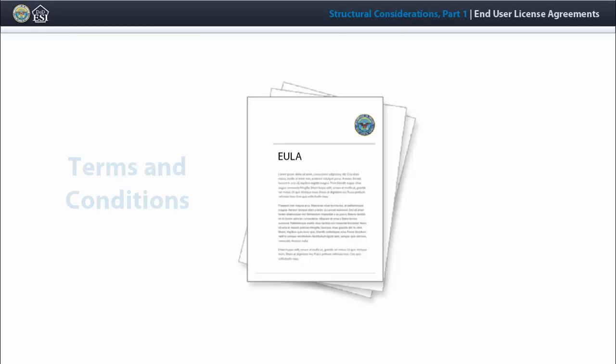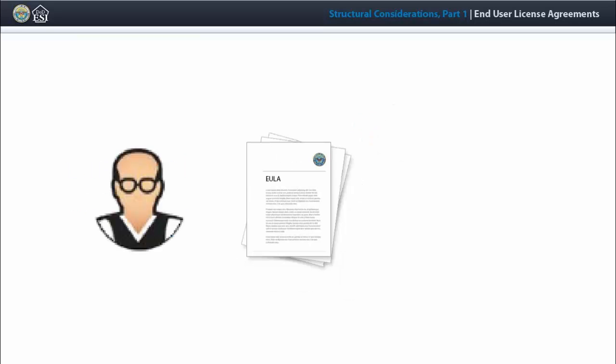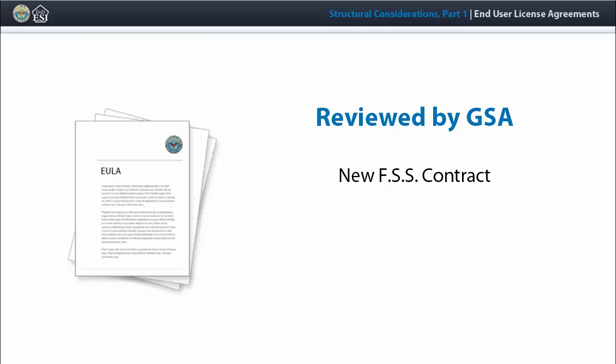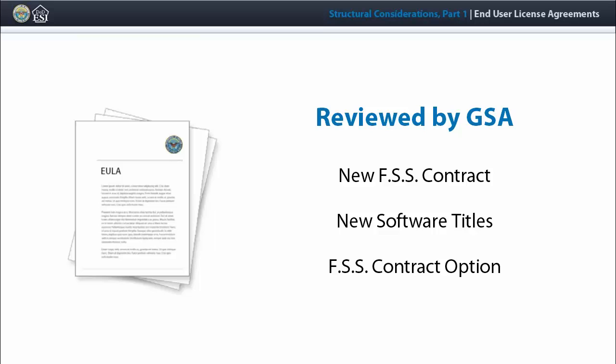The most essential terms and conditions of the software license are captured in an End-User License Agreement, or EULA. Each publisher typically writes its own EULA for use by resellers authorized to sell the publisher's products. At the GSA level, the EULA is reviewed by the GSA Office of General Counsel prior to awarding a new Federal Supply Schedule contract, adding new software titles, or exercising a Federal Supply Schedule contract option.